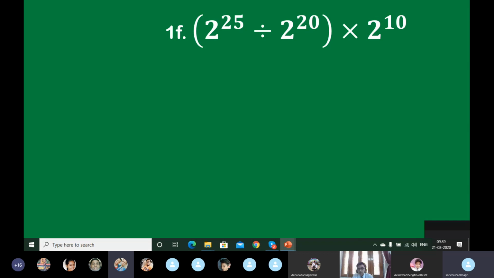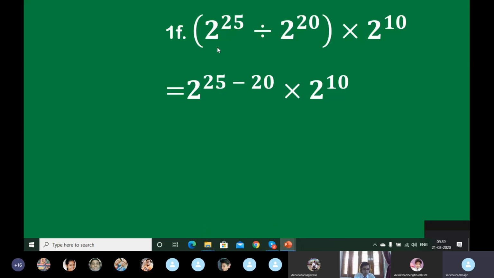Yes, ma'am. Okay. So the question is 2 to the power 20 in bracket 2 to the power 25 divided by 2 to the power 20, whole multiplied by 2 to the power 10. So what will be our first step? That is, we will solve the bracket. And on solving the bracket, what do we get? 25 minus 20. Which law have I used?